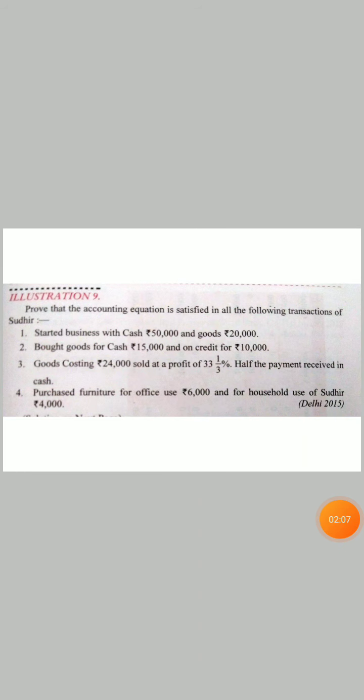In the next question, it is given that business started with cash of 50,000 and goods of 20,000 rupees. Okay, so there is cash, there are goods of 20,000. Then we are purchasing goods on cash 15,000 and credit 10,000. The next point: goods costing 24,000 sold at a profit of 33 1/3% and half of the payment is received in cash. The last point states: purchased furniture for office use and for household use.